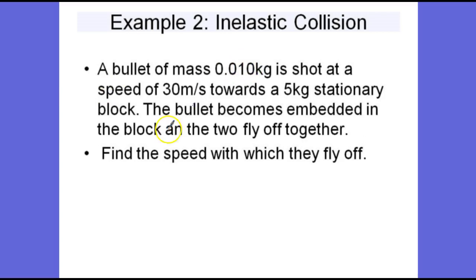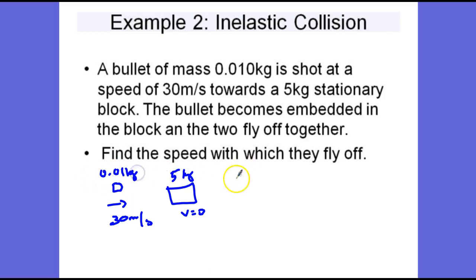Example: a bullet of mass 0.01 kilograms is shot at a speed of 30 meters per second at a block that is stationary. And the block has a mass of 5 kilograms and the bullet's 0.01. I find it helpful to draw pictures like this. And then after the collision, the bullet has lodged itself in the block, and the block and the bullet fly off with some unknown velocity. Find the speed with which they fly off.